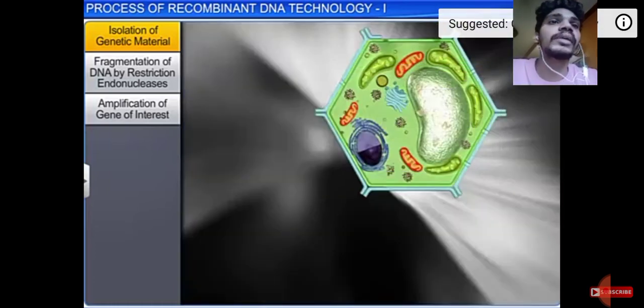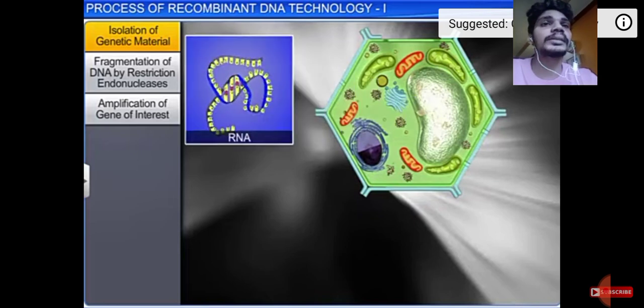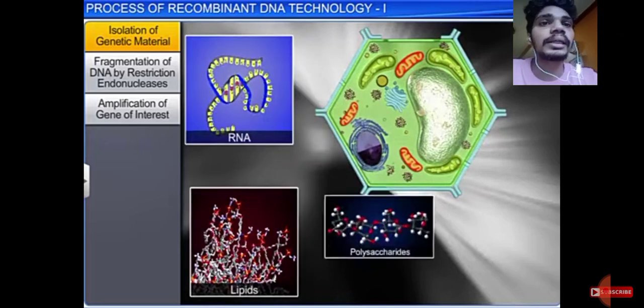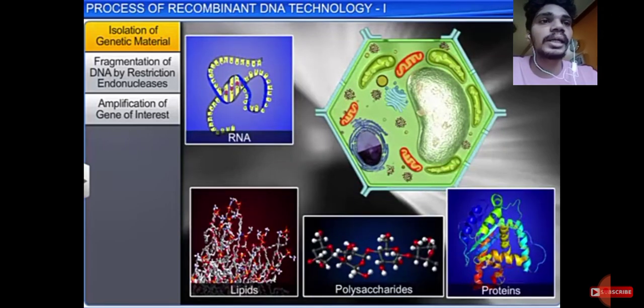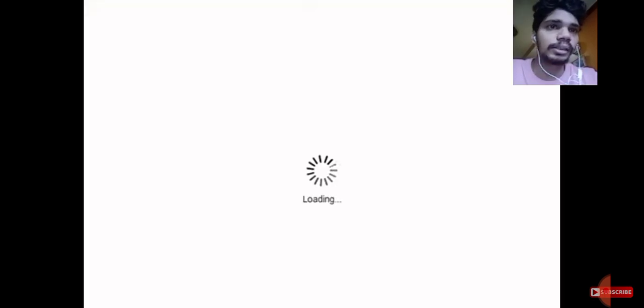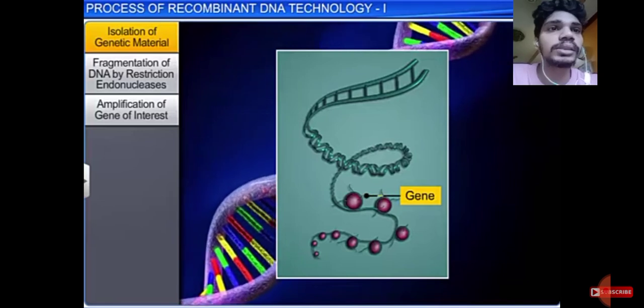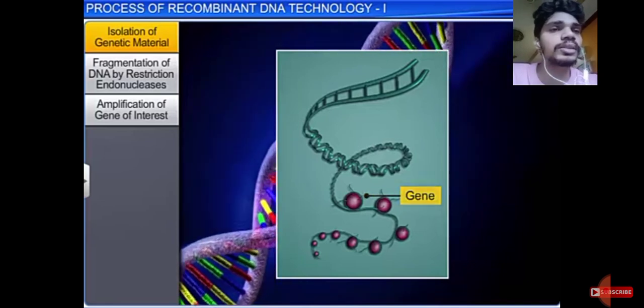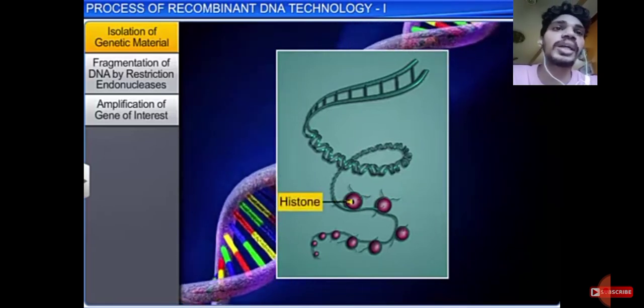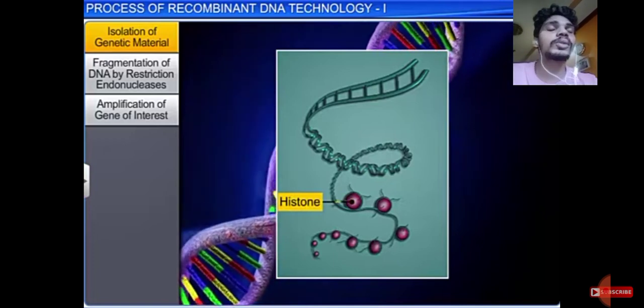Suppose we incorporate that in a plant cell. What is in the plant cell right now? RNA, lipids, polysaccharides and proteins are there. When the gene is added to this DNA structure, this is called a gene that gives the genetic entry, and this is the histone. What is the histone molecule?